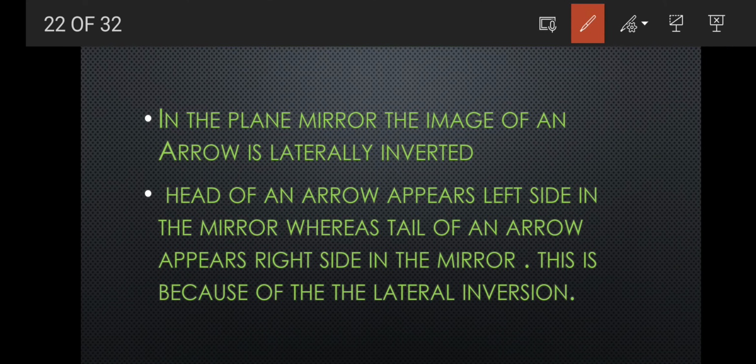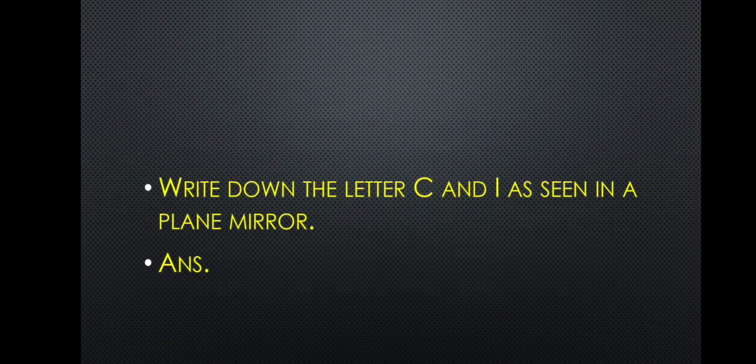Clear? In a plane mirror, the image of an arrow is laterally inverted. The head of an arrow appears on the left side in the mirror, whereas the tail of an arrow appears on the right side in the mirror. And this is because of which phenomenon? Lateral inversion.